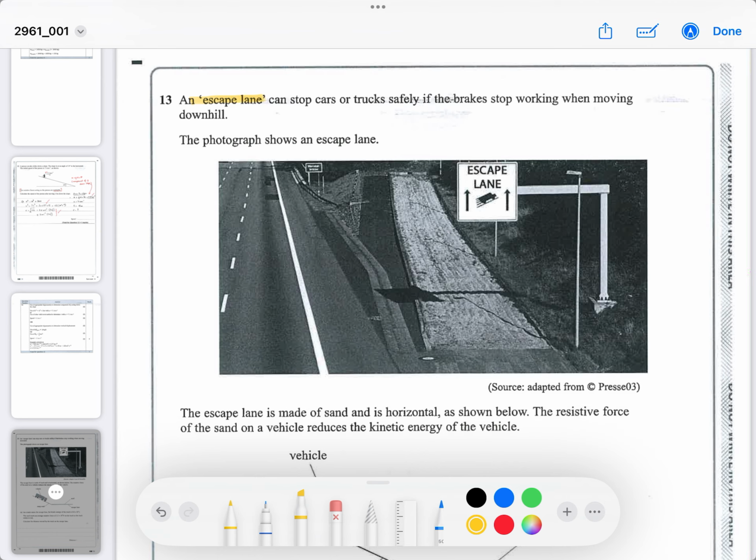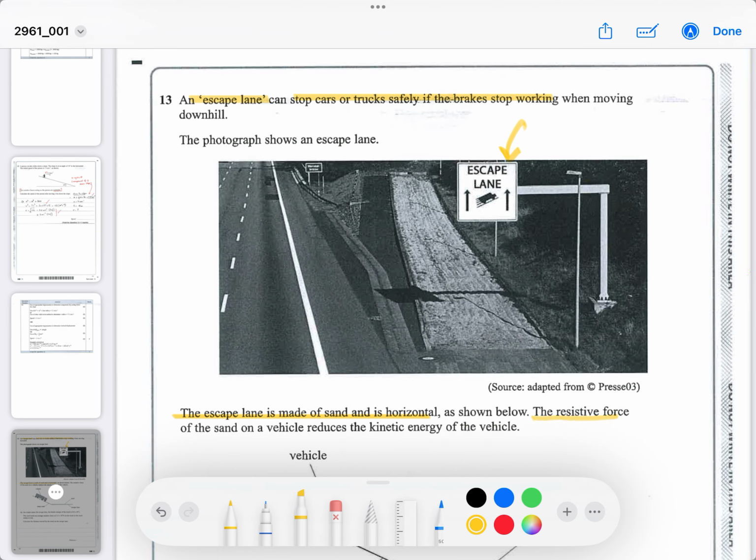So here you have an escape lane, yeah? And it helps cars or trucks whose brakes have failed, yeah, when driving in it, it will slow them down. So you can see they put them at the side of the road. The photograph shows an escape lane, and the escape lane is basically made of sand, yeah, and it's horizontal, and you can see the road is going downhill. So if you go on the horizontal bit, obviously the gravity will not be pulling you down anymore, and if your brakes aren't working, that's a good thing.